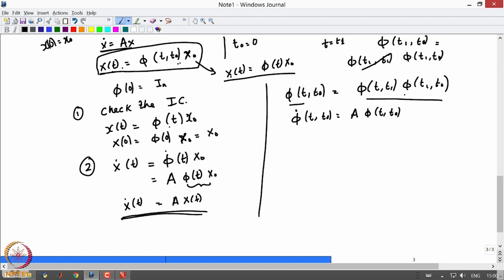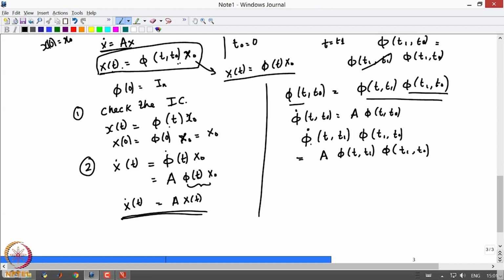On the right hand side, if I differentiate this, all these are constants because I can compute them at T1 and T0. So, this is the time varying term. So, I have phi dot (T, T1) phi (T1, T naught). Now, what is phi dot? Phi dot is A phi (T, T1) phi (T1, T naught). So, these two functions satisfy the same differential equation.